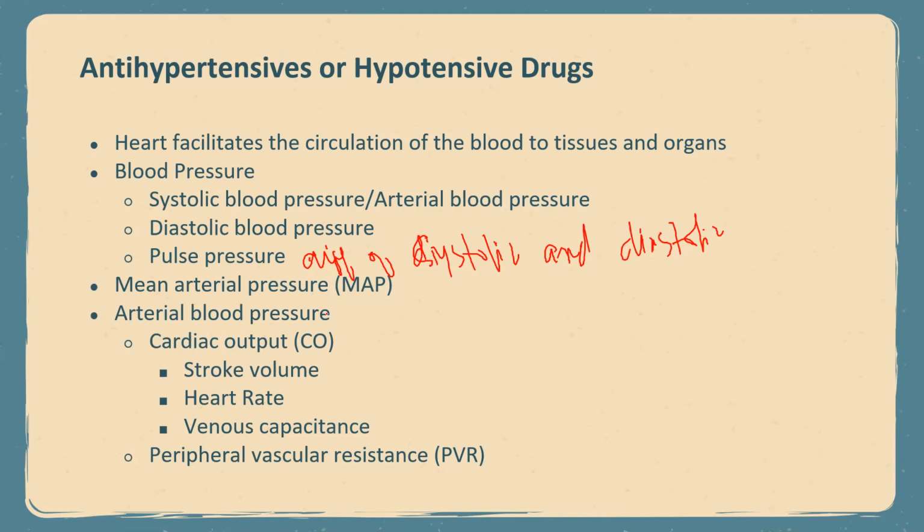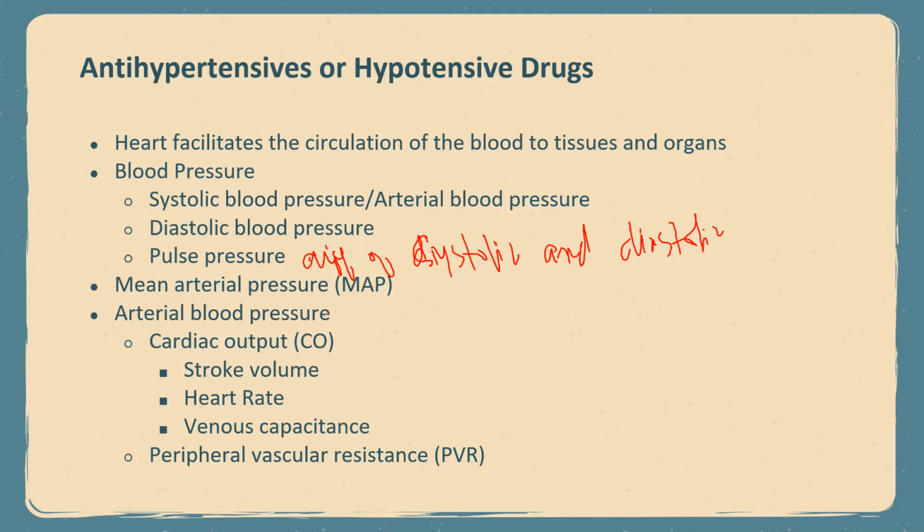What does it mean? When we say mean arterial pressure, it is the average pressure throughout the heartbeat cycle. And aside from that, it is significant because it is the pressure that actually pushes the blood through the circulatory system to perfuse tissue.